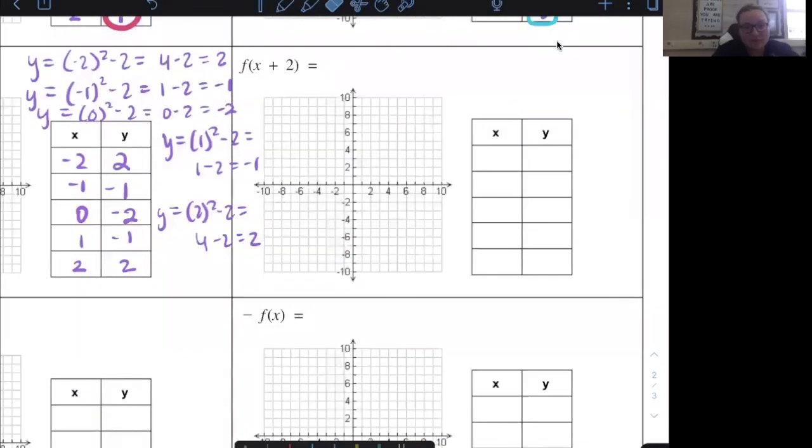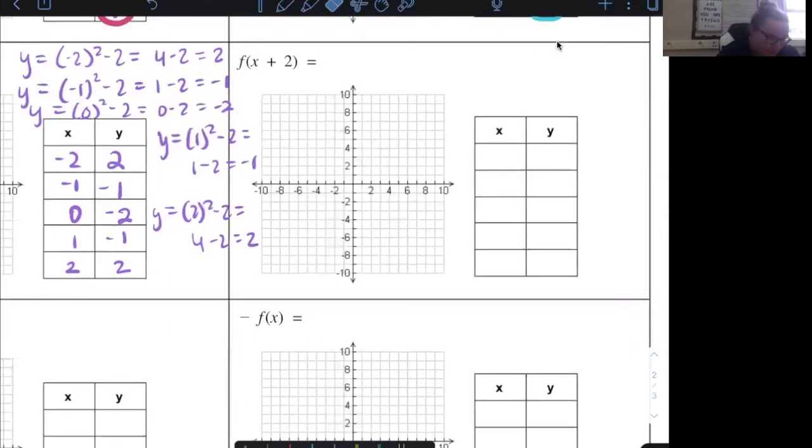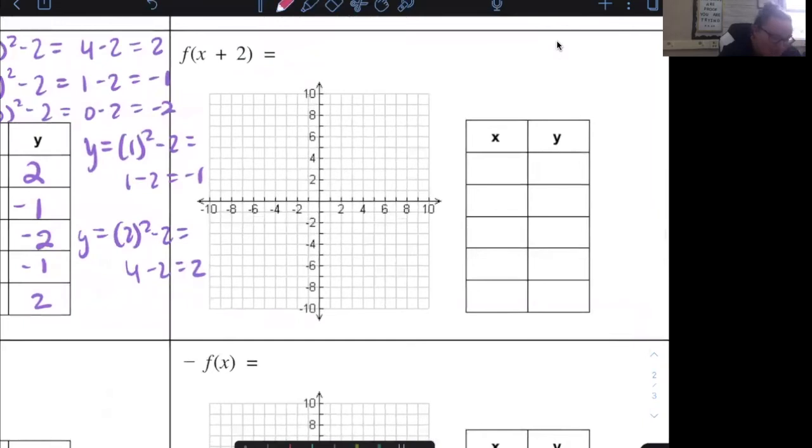So now we need to do f of x plus 2. So for this one, we're taking f of x, which is x squared, but we're adding 2 directly to x. So we're going to take x plus 2 and square it. Now remember, adding 2 directly to x shifts us left 2. So we had been starting with negative 2 as our first x value, right? And then going to positive 2. Well, I'm going to shift that left 2 because I know my function's going to shift left 2.